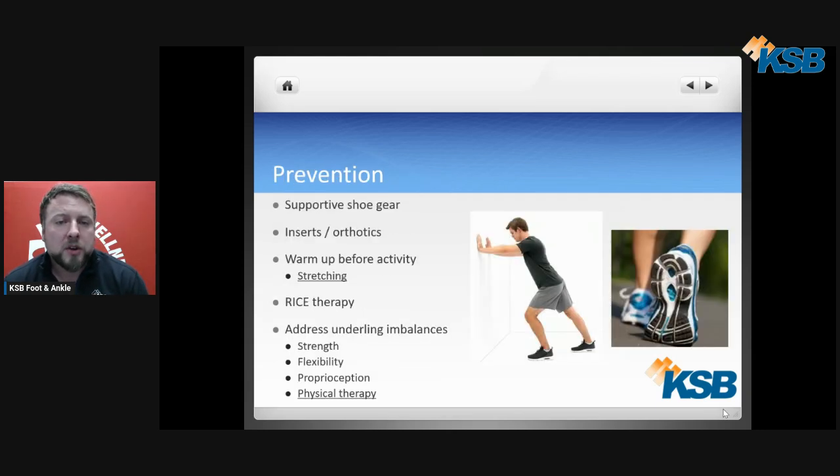Prevention. Well, it's always important to wear supportive shoe gear. Inserts or orthotics can be helpful as well. Warming up before activity, and I underline stretching there, that is huge. Keeping our body functioning to its maximum, with making sure everything is nice and warmed up, and stretching and flexible is always important. Remembering your ice therapy after activity, and then addressing any underlying imbalances, whether that be strength, flexibility, proprioception, or balance. And then I also underline physical therapy because that can be very helpful in preventing a worsening injury.